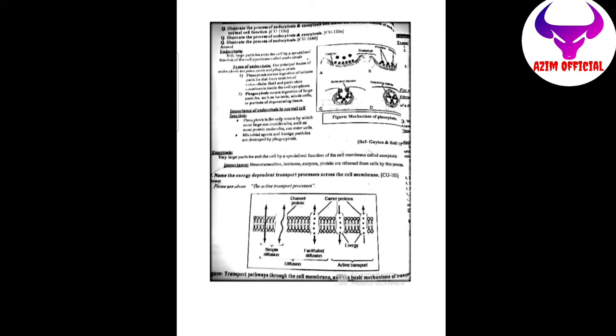Other transport processes are, as you said, exocytosis and endocytosis. Through exocytosis, what gets transported? Neurotransmitters, hormones, enzymes, and proteins are released from the cells by this process. And endocytosis has two processes: pinocytosis and phagocytosis. What are the other names? Pinocytosis is cell drinking, and phagocytosis is cell eating.